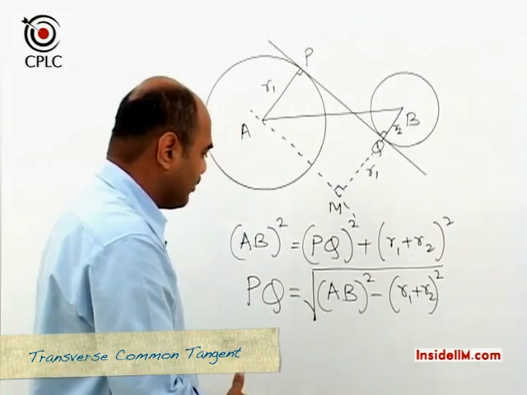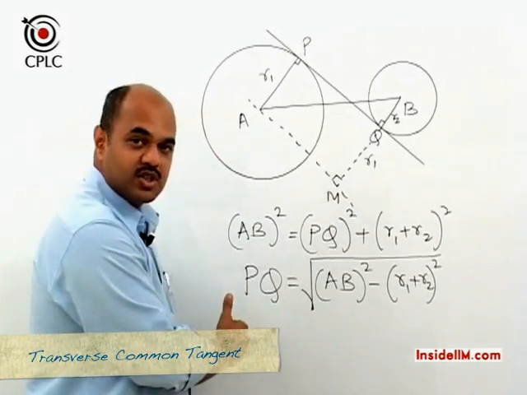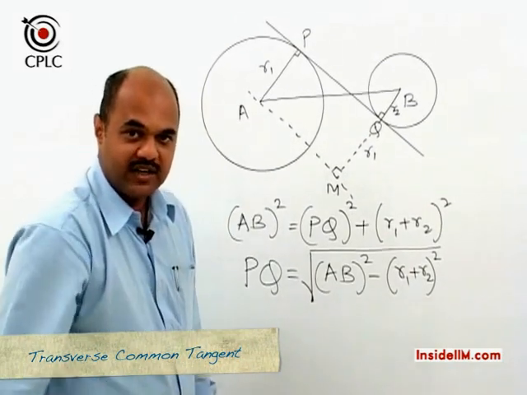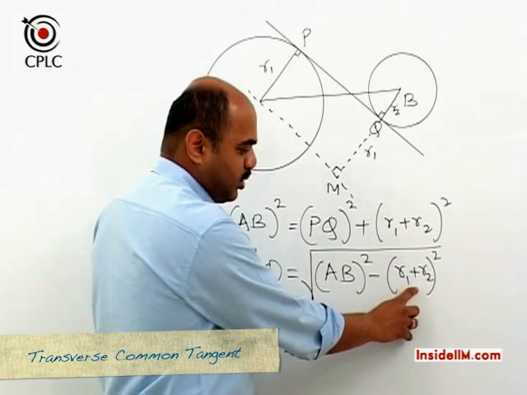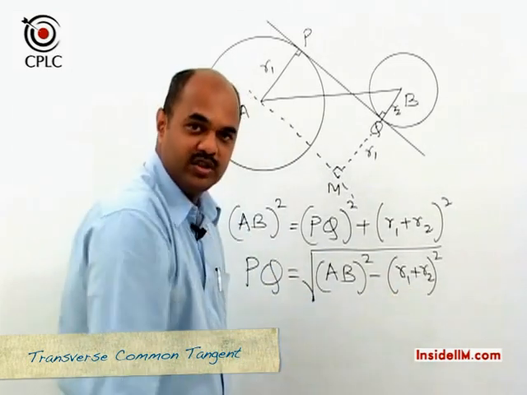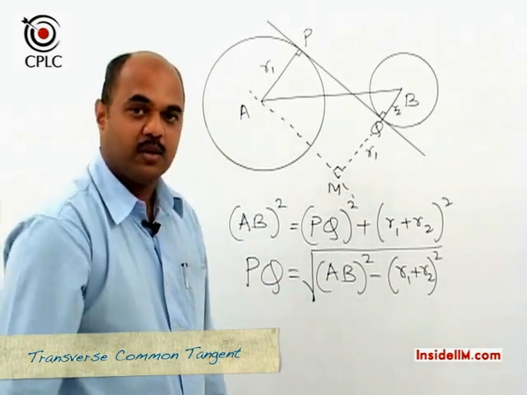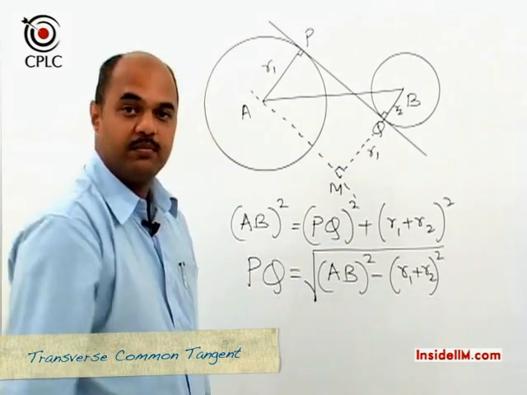So if we compare the formula for the transverse common tangent with the direct common tangent, the only difference is that in the direct common tangent we had R1 minus R2 in this bracket, and in the transverse common tangent we have R1 plus R2.